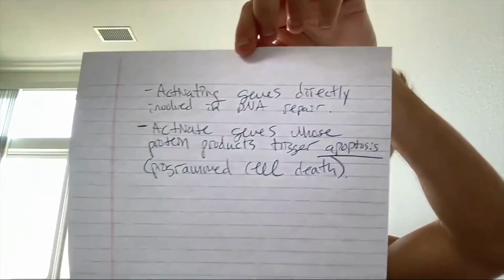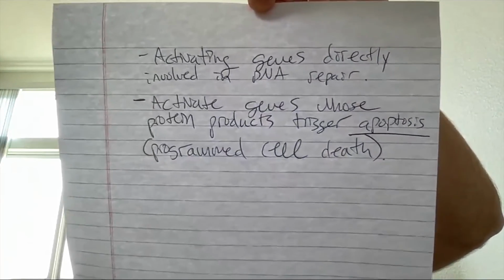Second, if the DNA damage is too extensive and it can't be repaired, P53 also can activate genes whose protein products trigger apoptosis. Apoptosis is the term for programmed cell death. It's a very organized degradation of the cell.